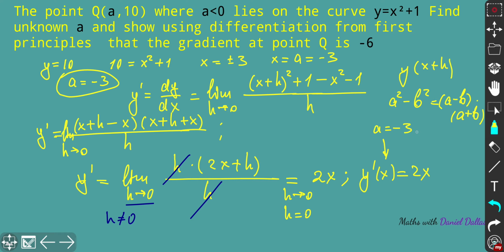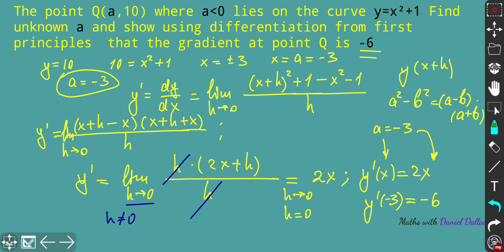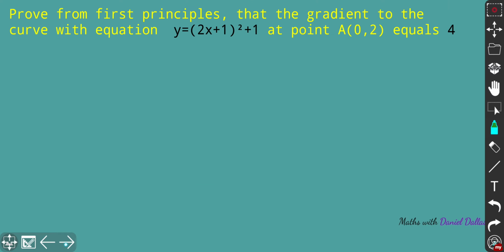So we plug in -3 right there instead of x, and we find the gradient at point Q, in other words, from -3, is going to be -6. Okay, so we prove that the gradient is -6, and that's the final expression for the gradient. Okay, so let's go next.